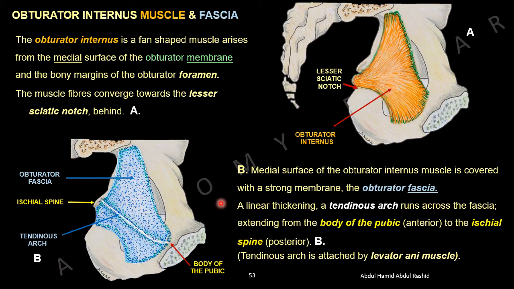A linear thickening, a tendinous arch, runs across the obturator fascia, extending from the body of the pubis anteriorly to the ischial spine posteriorly. You can see this is the tendinous arch. The tendinous arch is attached by the levator ani muscle.